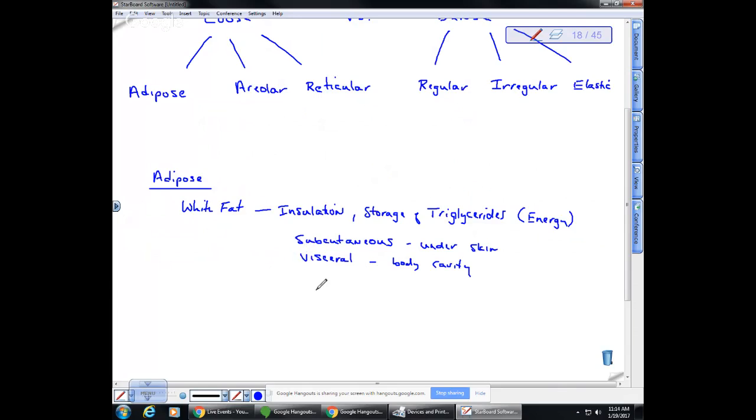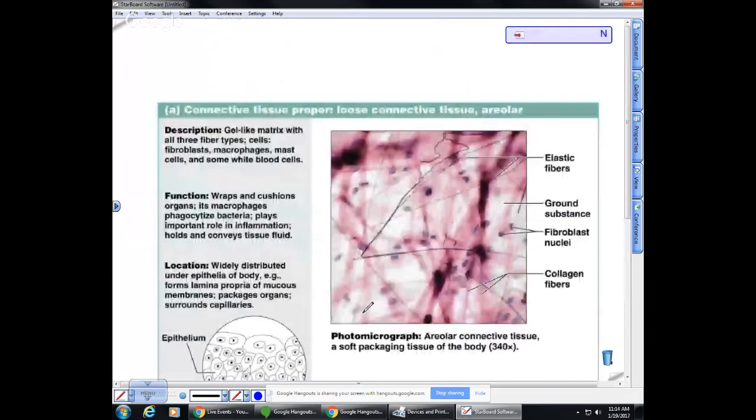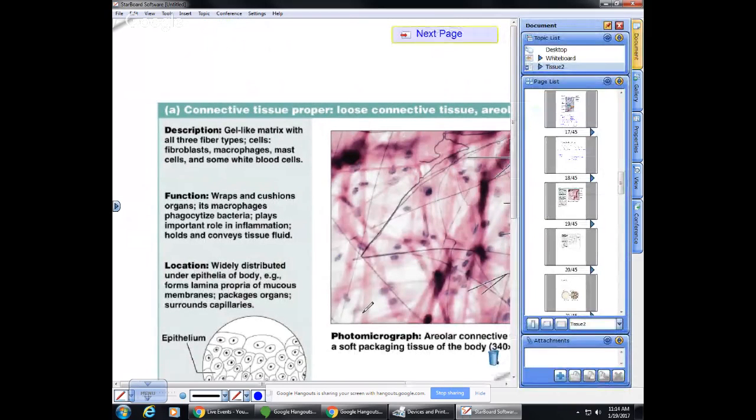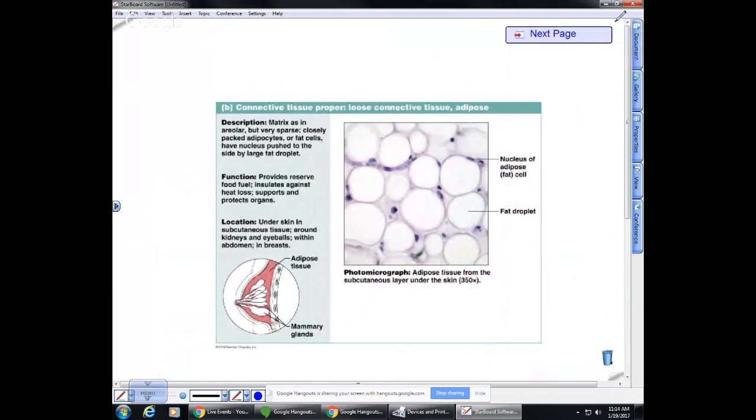Without it, the kidney will drop out of its normal location, and that can be a real problem if it kinks and prevents the flow of urine from the kidney to the bladder. Okay, so that's white fat. If we look at a diagram of this, this is my white fat, and this is in your book. Notice that the nuclei are pushed up to the edge and the fat droplet is in the center of the cell. So what you'll see is a clear fat droplet, and that is white fat or adipose tissue.